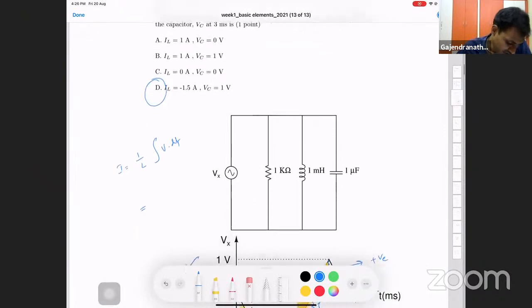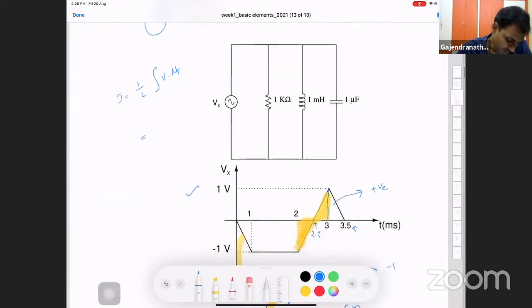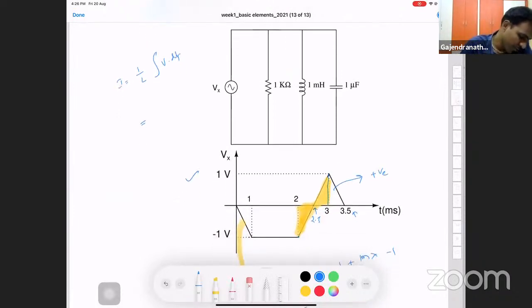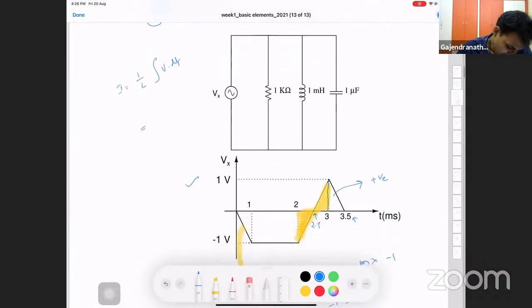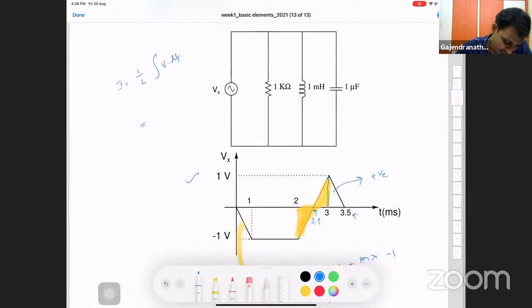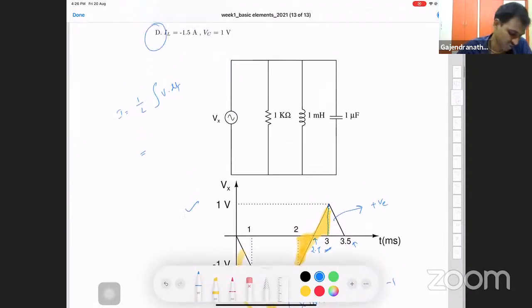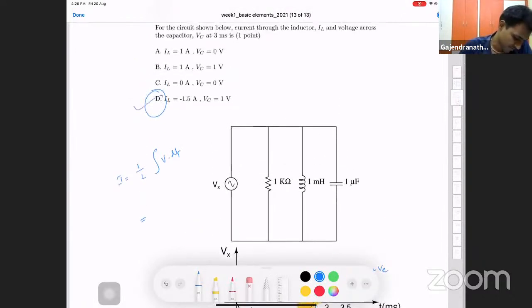But we want to find the voltage across the cap also, right? The voltage across the cap is straightforward. It's 3 volts because there is no change. That's what you're applying, and that's what you're going to get. So this is the answer. It's a straightforward question. If you have any doubts, put them in the chat, and we'll come back at the end and see the answers.